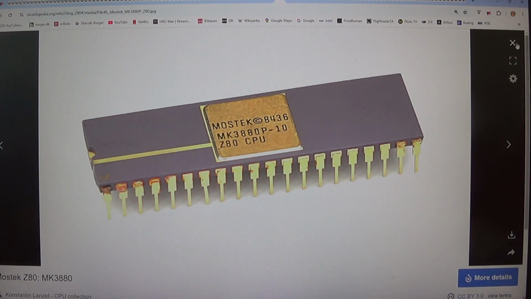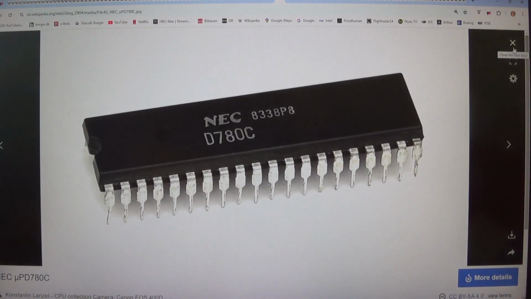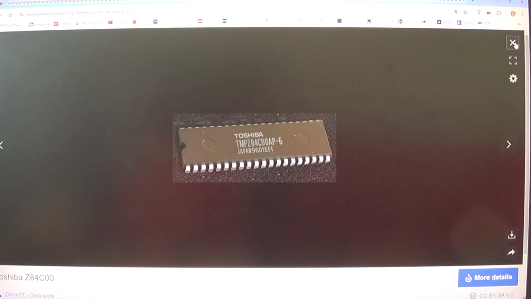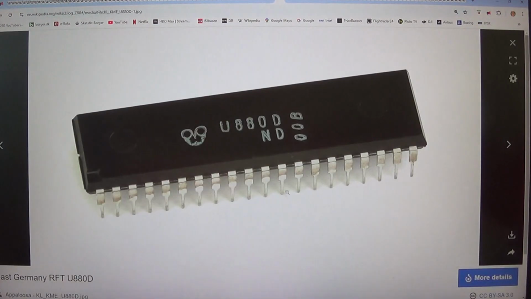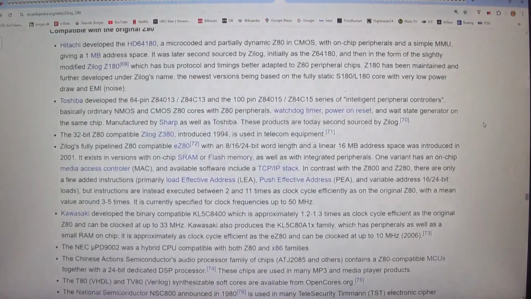1. Most Z80, MK3880. 2. NEC PD780C. 3. Sharp LH0080. 4. Toshiba Z84C00. 5. East Germany RFT U880D. 6. Soviet T-34BM1 Z80 clone.